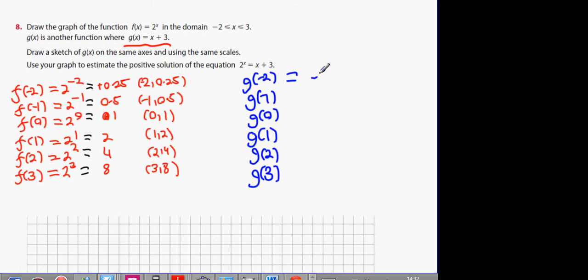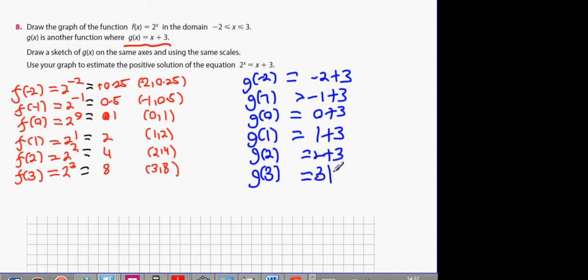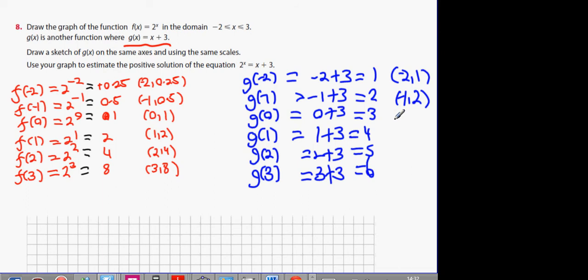So it's going to be -2 plus 3. It's going to be -1 plus 3. It's going to be 0 plus 3. It's going to be 1 plus 3, 2 plus 3, and finally 3 plus 3. Okay, so what we're going to get here is 1, 2, 3, 4, 5, and 6. The points we're going to get are -2, 1, -1, 2, 0, 3, 1, 4, 2, 5, and 3, 6.